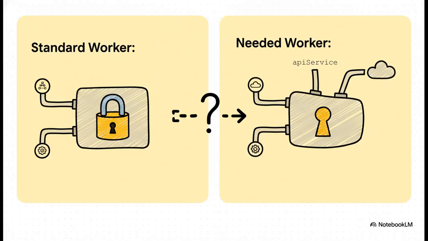And this right here is the heart of the problem, visualized. On the left, you've got the standard worker constructor that WorkManager gives us. It's kind of locked down. You only get a context and worker parameters. But on the right, that's the dream. That's what we need. A constructor that's open for business, ready to accept our API service, our database, whatever we want. So how do we get there?